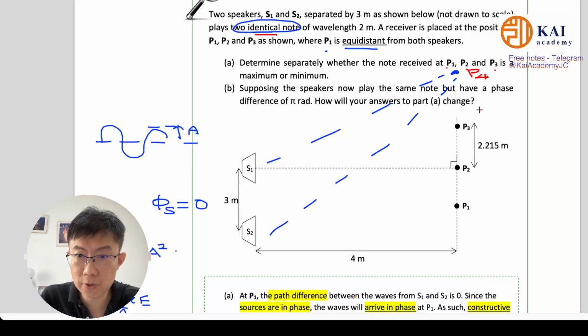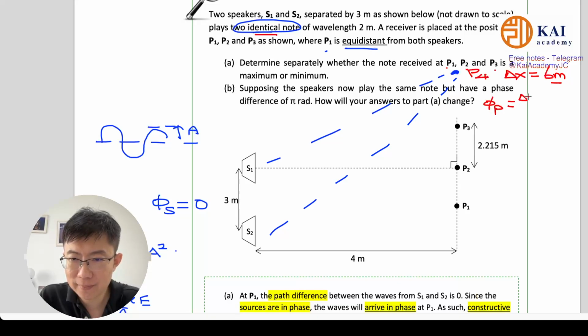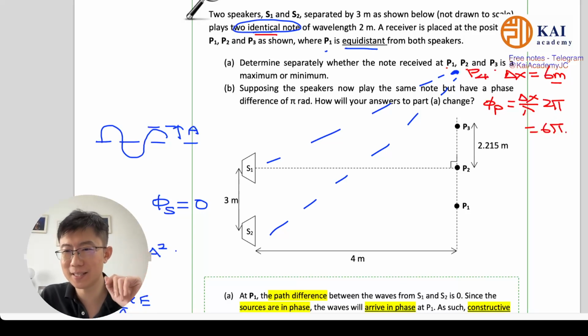So you can again use geometry to find the path difference of S1 to P4, S2 to P4. Now let's say this path difference that I have found is, let me just think of a random number, let's say 6 meters. If I were to now find the phase difference due to path, delta x over lambda times 2 pi, that's going to give me 6 pi. So we now know this is a constructive interference since it's an even multiple of pi.